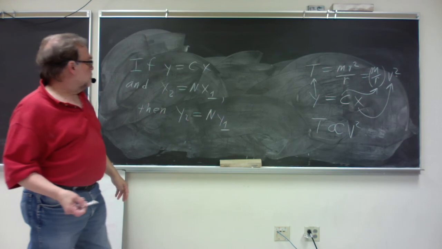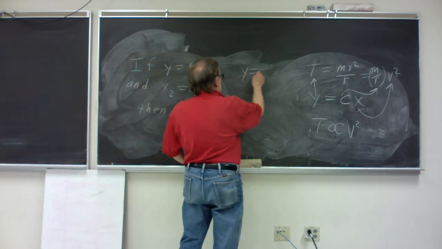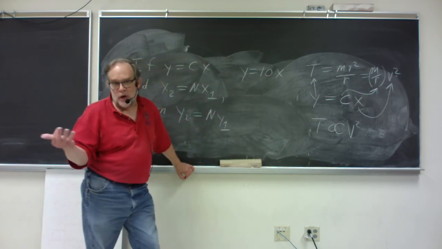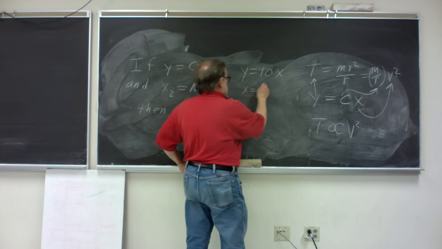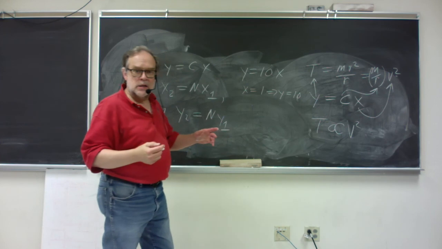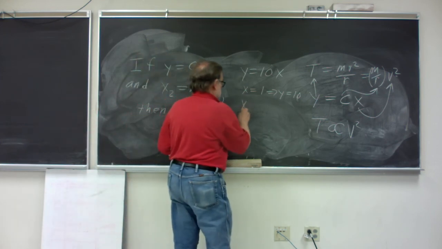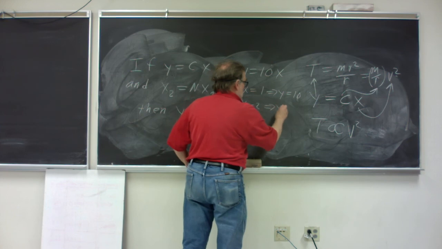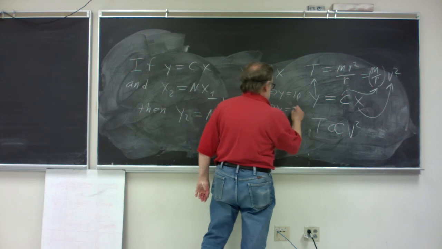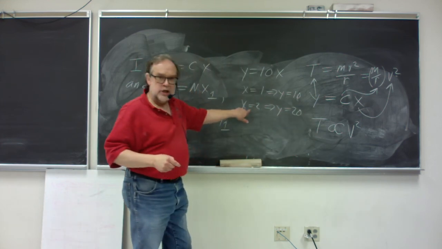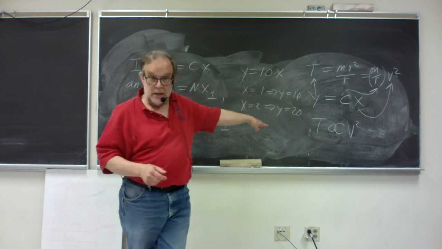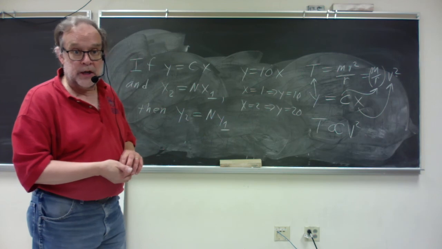For example, if we have an equation like this, y equals 10 times x, if x is 1, then y is 10. But if x doubles, then y is now 20. In other words, y also doubled. When this variable changed by a factor of 2, the other variable that it's proportional to changed by the same factor. And that's how direct proportionality works.